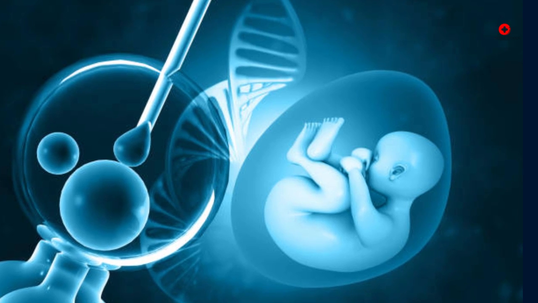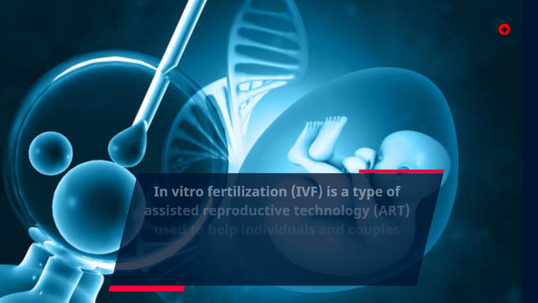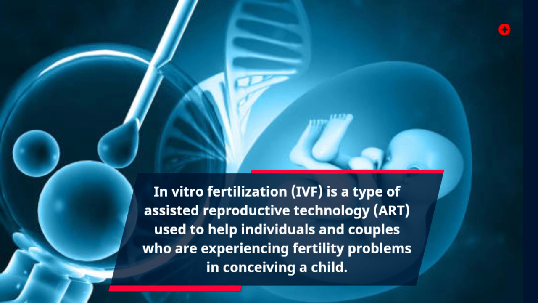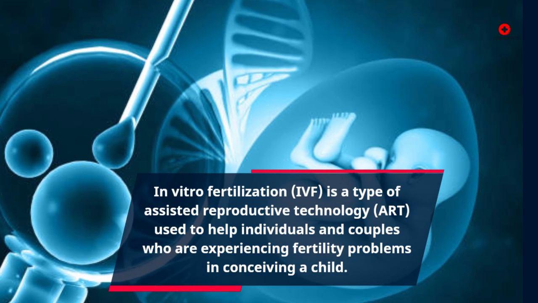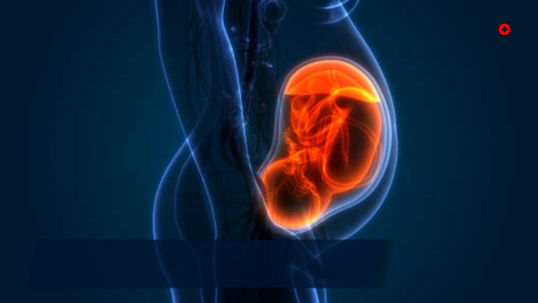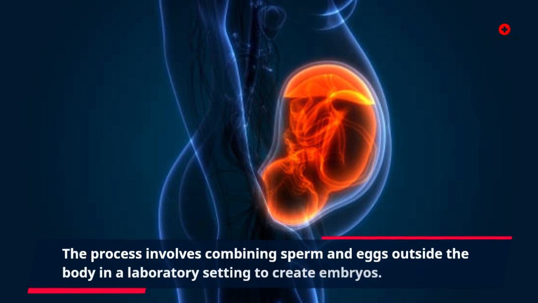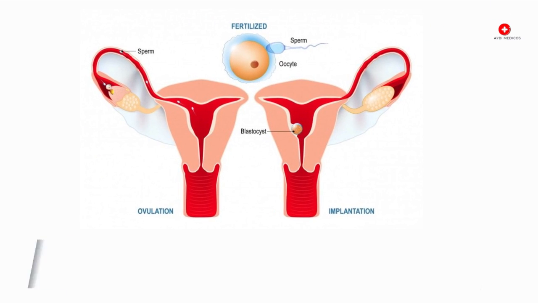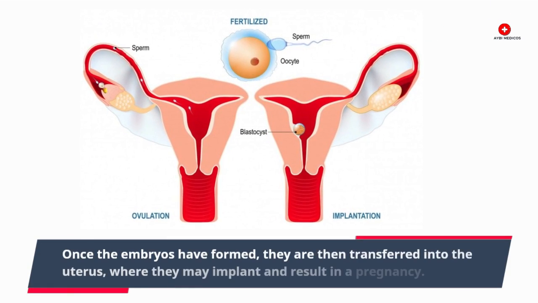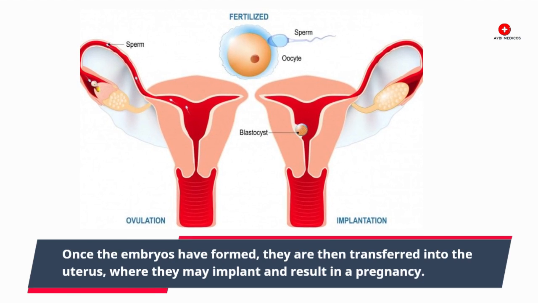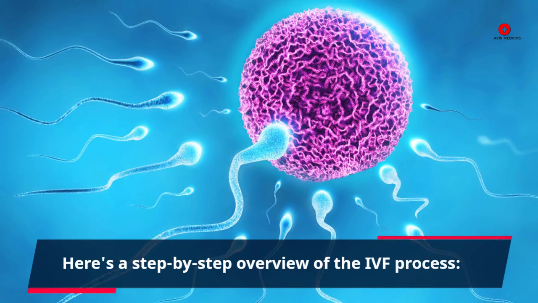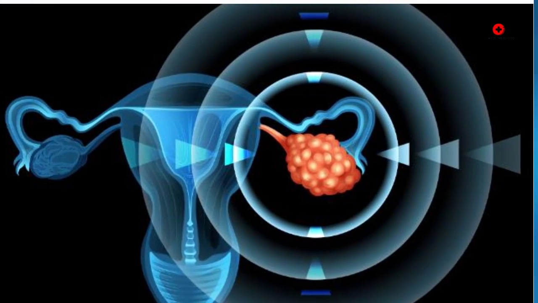In vitro fertilization, IVF, is a type of assisted reproductive technology, ART, used to help individuals and couples who are experiencing fertility problems in conceiving a child. The process involves combining sperm and eggs outside the body in a laboratory setting to create embryos. Once the embryos have formed, they are then transferred into the uterus, where they may implant and result in a pregnancy. Here's a step-by-step overview of the IVF process.